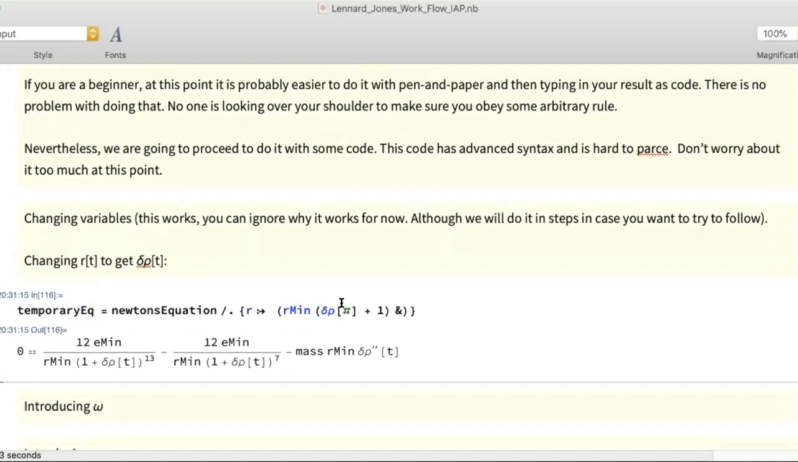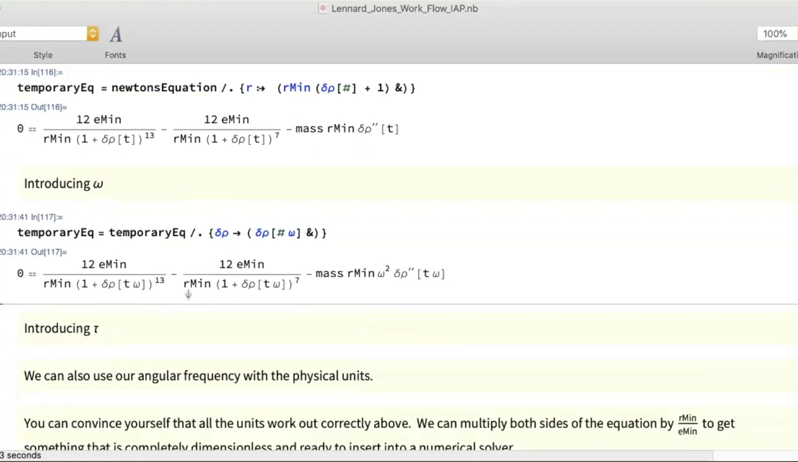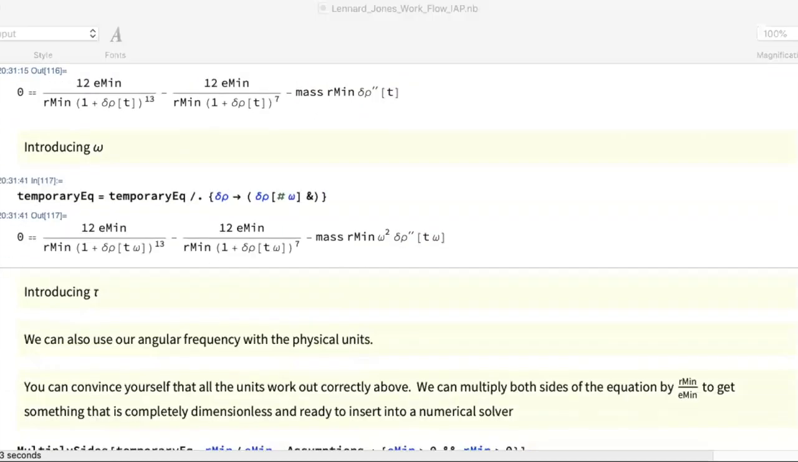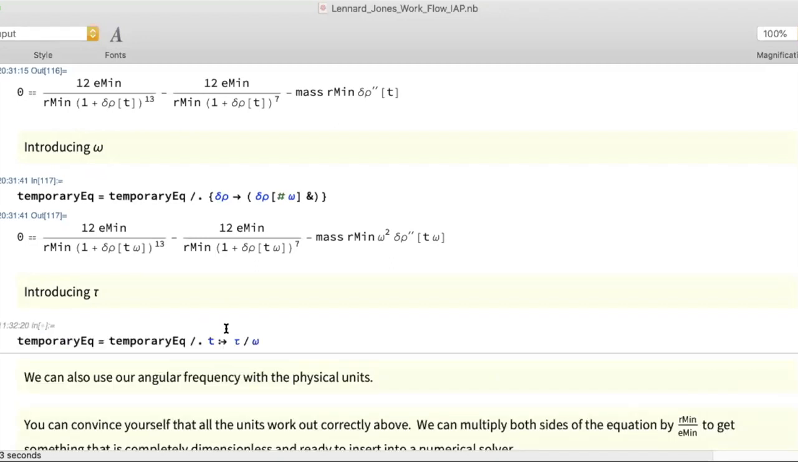So I had this d rho of t, right? So R of t replaced this term here. And so finally, if I want to introduce my non-dimensionalization, I can do this in the next step, where I can turn my function d rho into something that's multiplying omega. And the derivatives will operate through automatically. Okay, so what I'm going to do now is introduce my tau term. So I'm going to let t go to tau of omega. And so tau is my dimensionless unit.